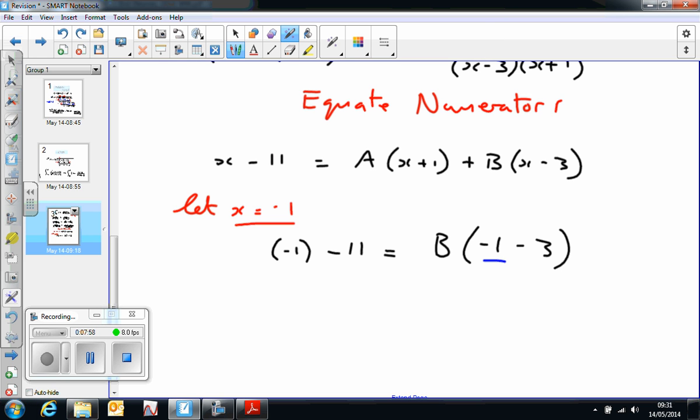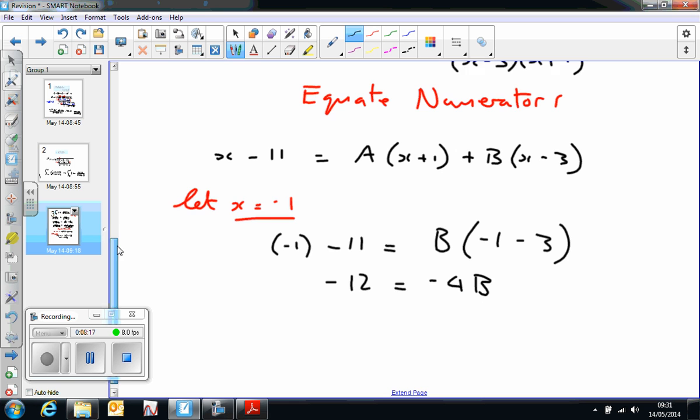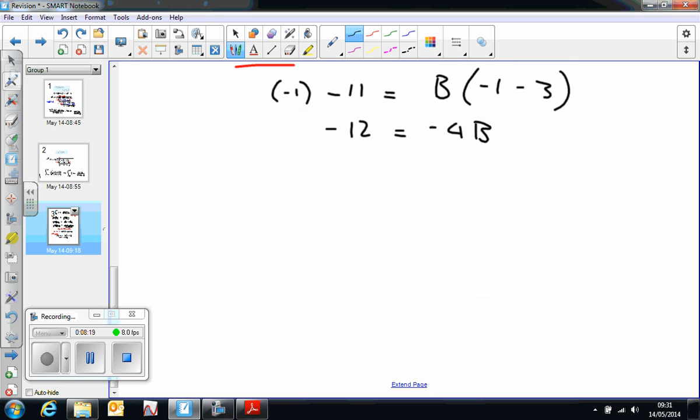So, minus 1 minus 11 is minus 12. Minus 1 minus 3 is minus 4. So we've got that minus 12 equals minus 4B, and then dividing by minus 4, B equals minus 12 over minus 4, which is plus 3.